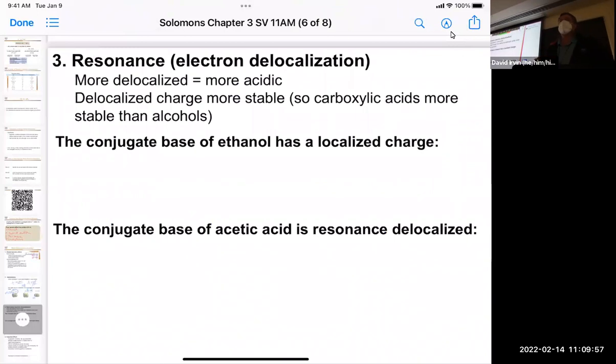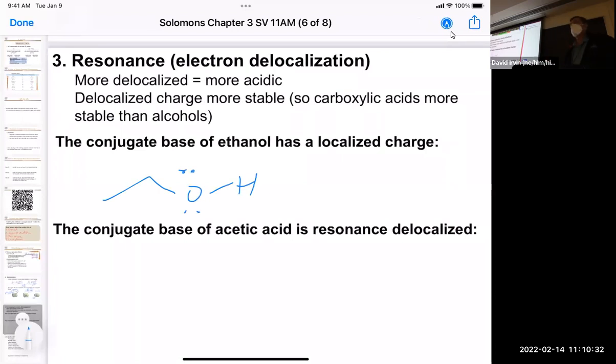Okay. All right, so let's go to our third thing, which is resonance. The more resonance structures you can have, the more acidic that hydrogen will be. The more you can spread that negative charge after it leaves over a number of atoms, the easier it will be to get it to leave. So the best way to look at this is something like ethanol. Ethanol here, OH, okay?